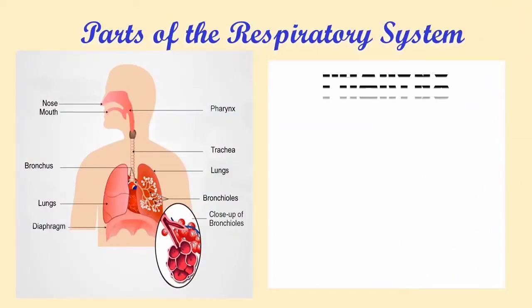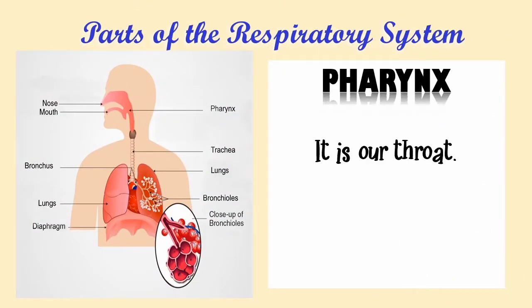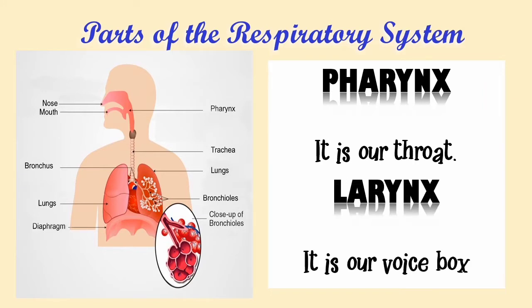Next is the pharynx or the throat. It is the tube that delivers air from your mouth and nose to the trachea. And the larynx is where the vocal cords lie. Your vocal cords compress when speaking but remain apart when not in use.